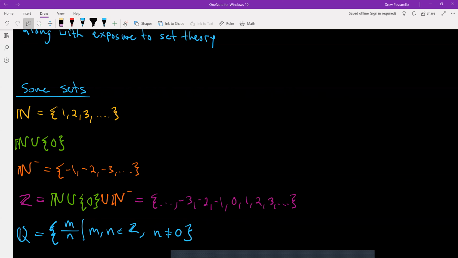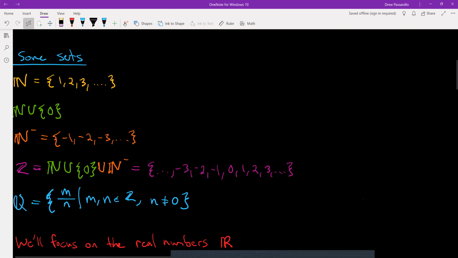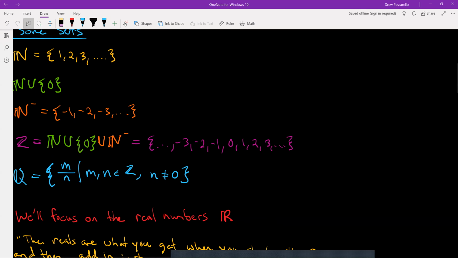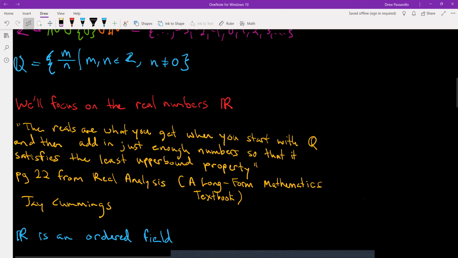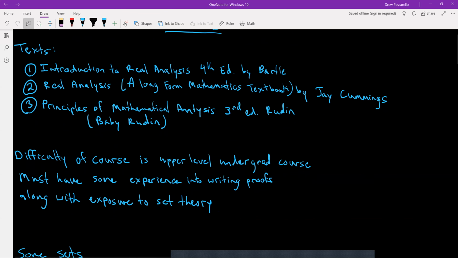And then you have the set of rational numbers Q, which is the set of all numbers such that you have a ratio m/n, where m and n are integers, but n can't be 0. You should be familiar with this stuff. I just wanted to give some examples of sets and how I would write them. For this course, we'll focus on the real numbers, which I'll call capital R. And I liked this text from Cummings, the second text in our list, Real Analysis: A Long-Form Mathematics Textbook.